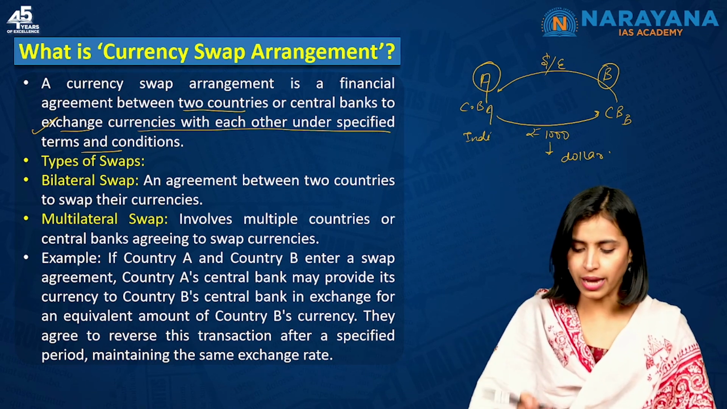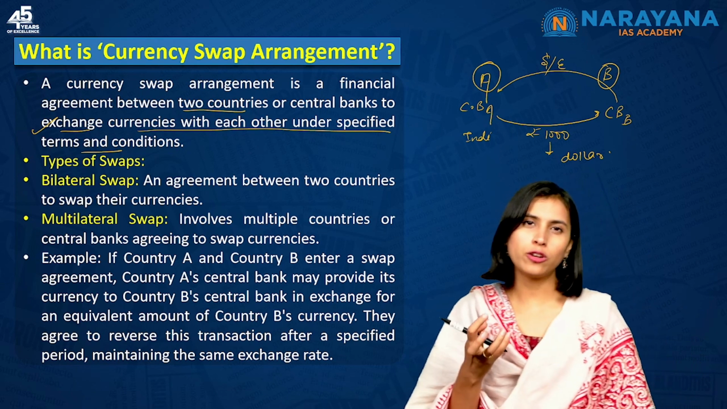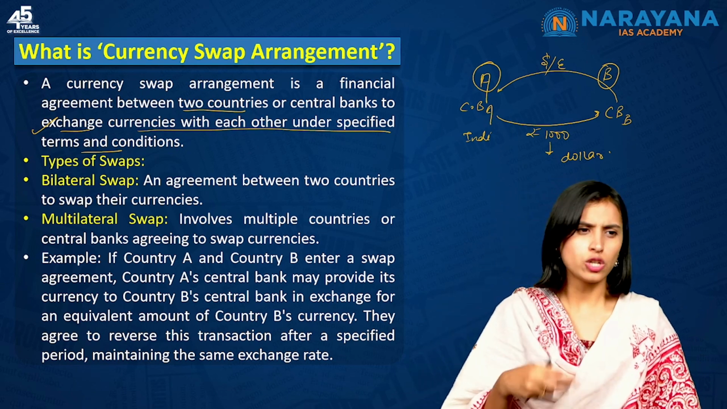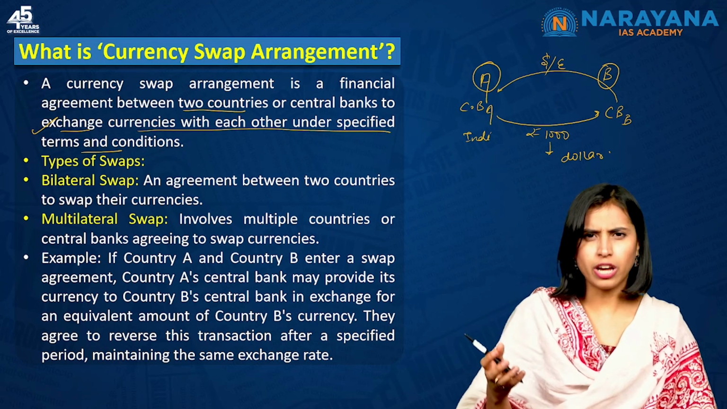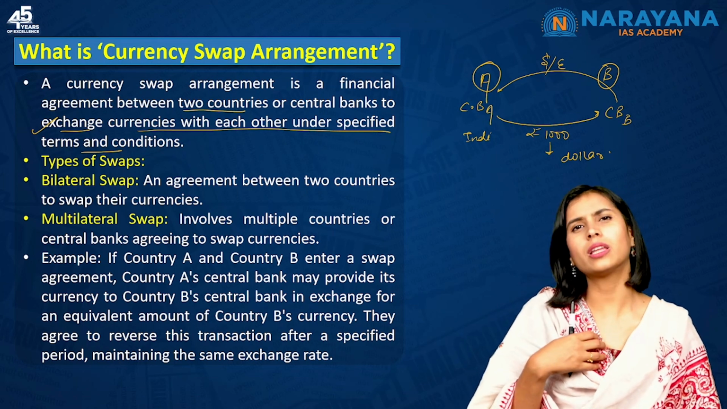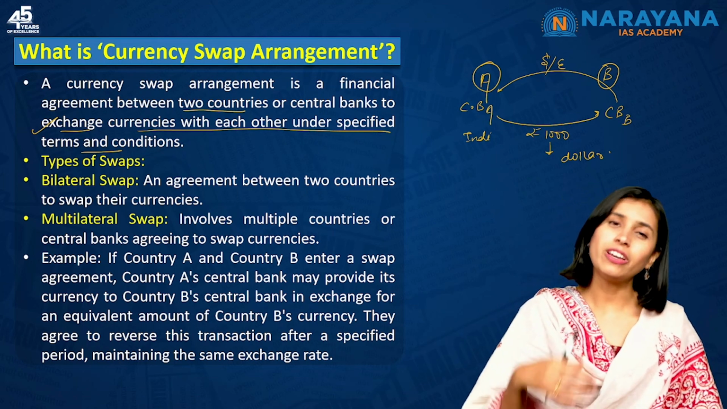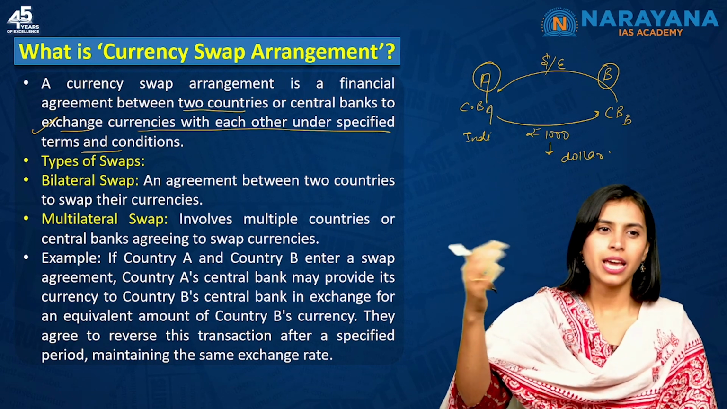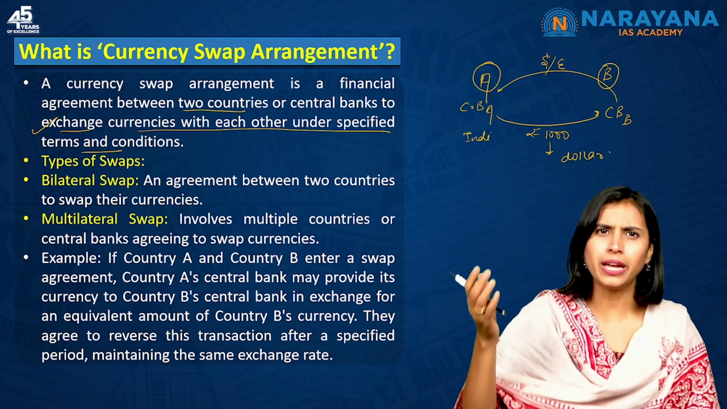Say Poland wants to buy something from India but doesn't have rupees. In that case, it will give dollars, or whatever currency it has. India may accept dollars, but whenever India wants to buy something from Poland, it will have to pay in terms of rupees.